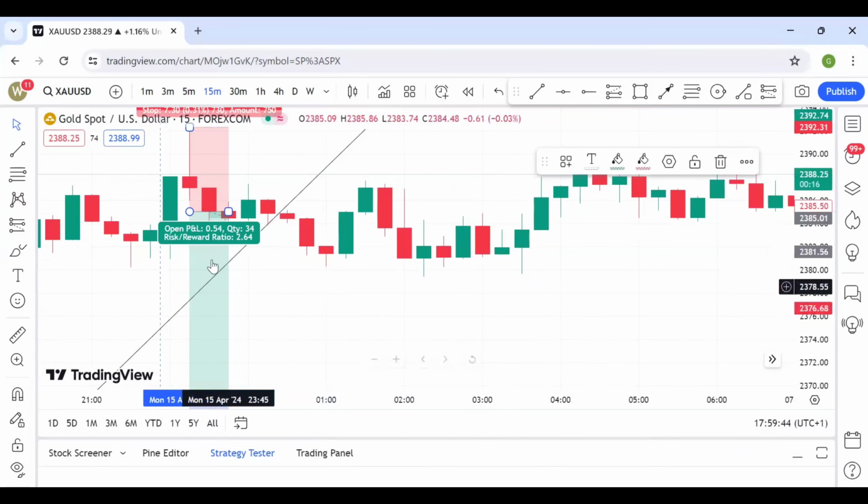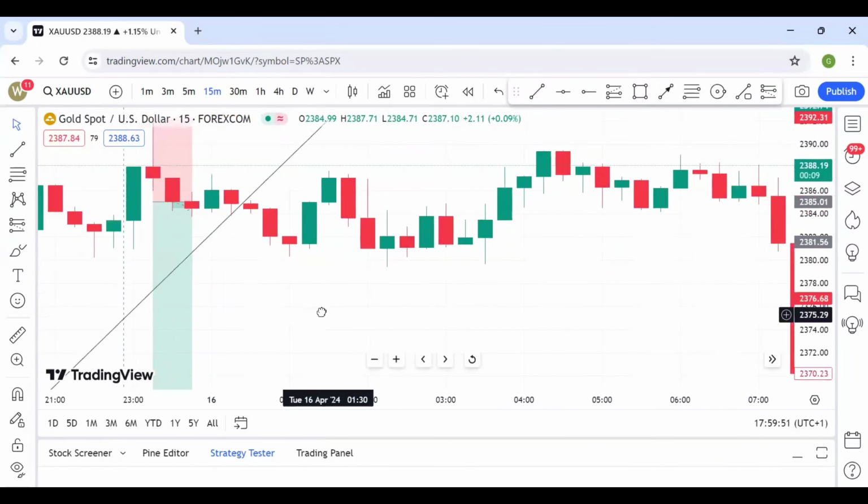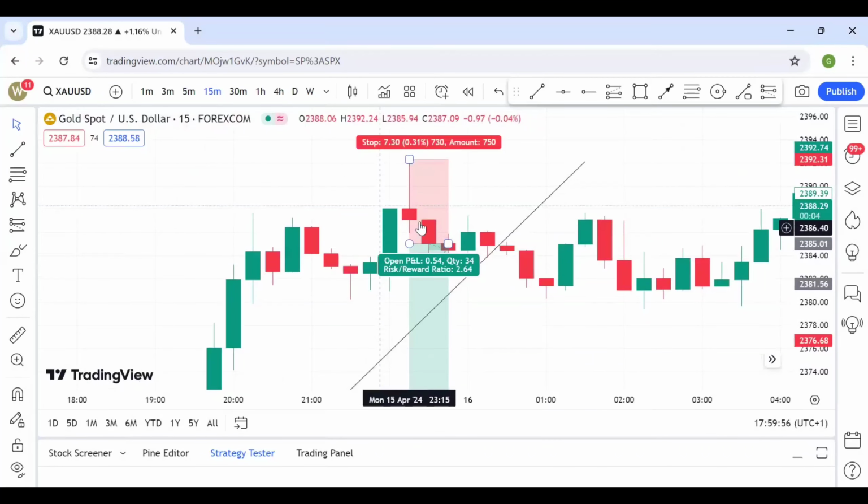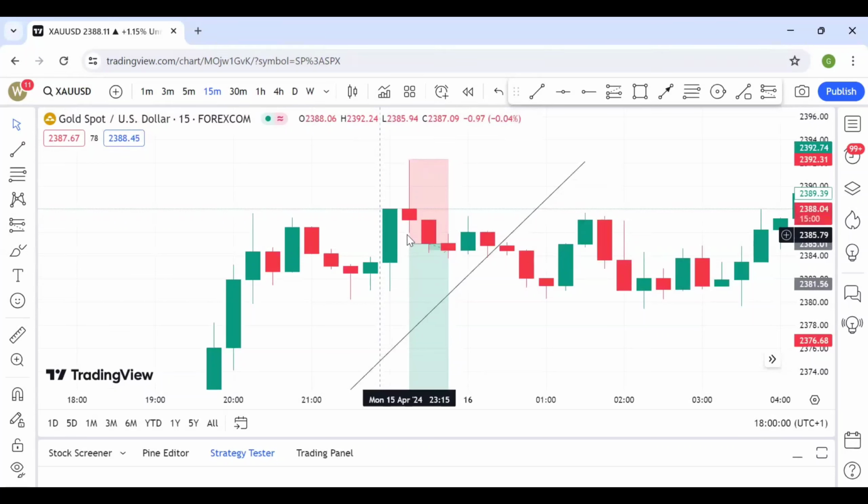1:2.64. So if you are risking $100, you are getting $264 as profit. So this is how you trade your shooting star. First condition states as what? Wait for the next candle to close below the low of the shooting star.